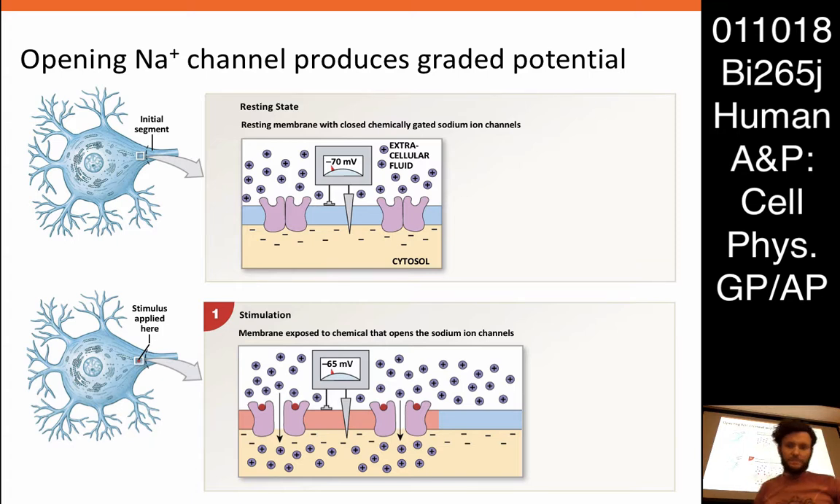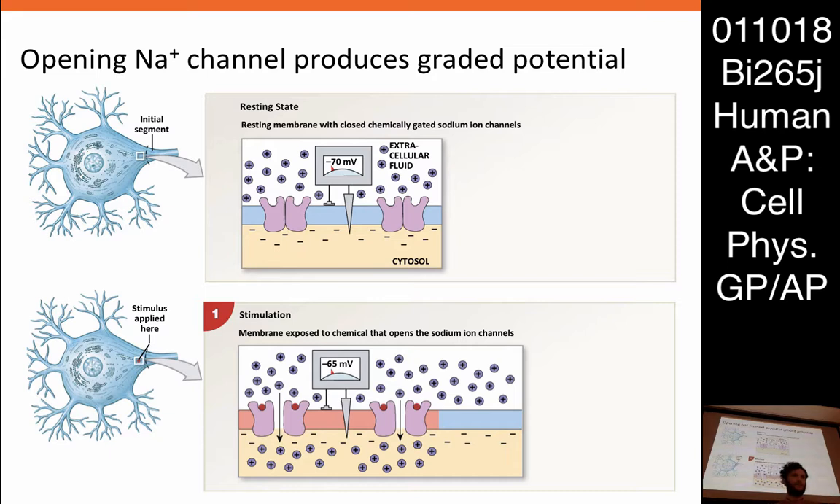So there's some kind of stimulus. The stimulus I'm showing here is chemical. There's some sort of chemically triggered opening of the channel, and the cations come flooding into the cell. It's going to take us away from minus 70. Because what did we say? You guys remember? What was our equilibrium potential for sodium? Positive 66. Good job.